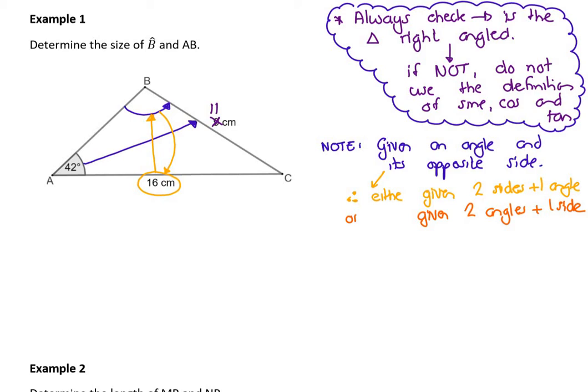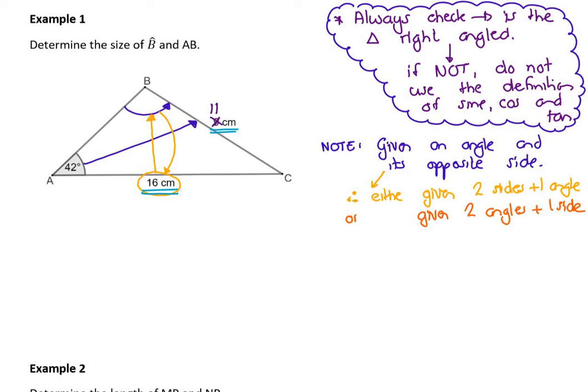Now, just before we set up the sine rule, I just want us to note one last thing. The bigger the angle, the bigger the side opposite that angle. So the moment I see 16 centimeters here, that's bigger than 11 centimeters. So that means that angle B must be bigger than angle A, because it's opposite a bigger side. The bigger the angle, the bigger the side must be opposite it. Now, what does the sine rule say?